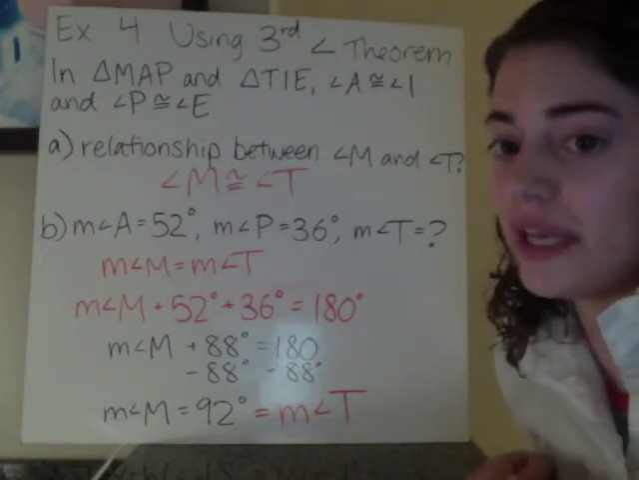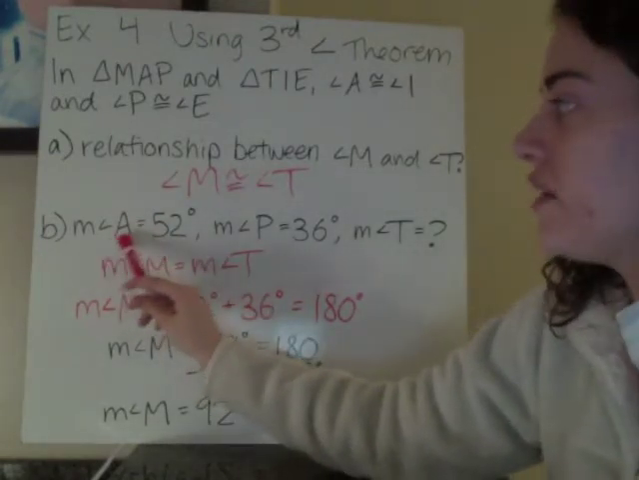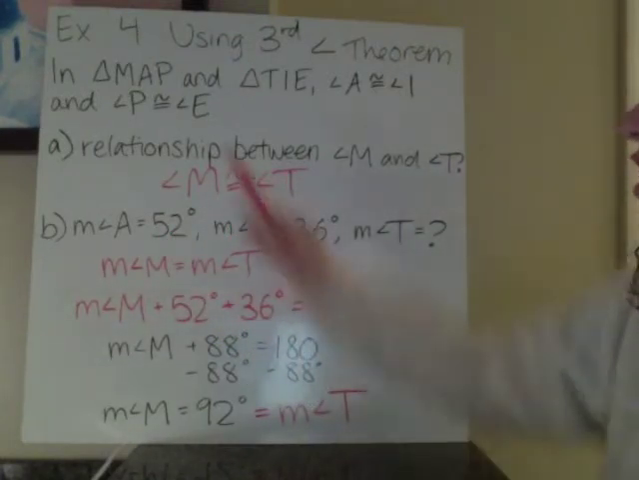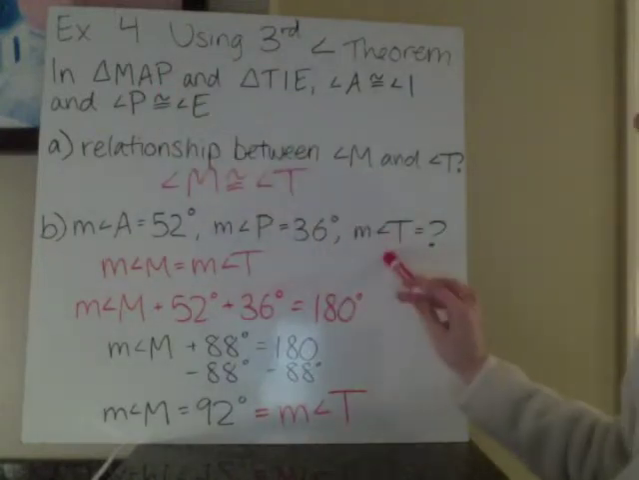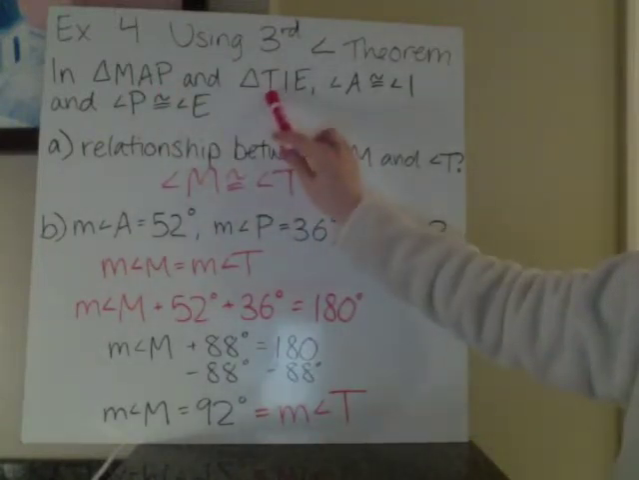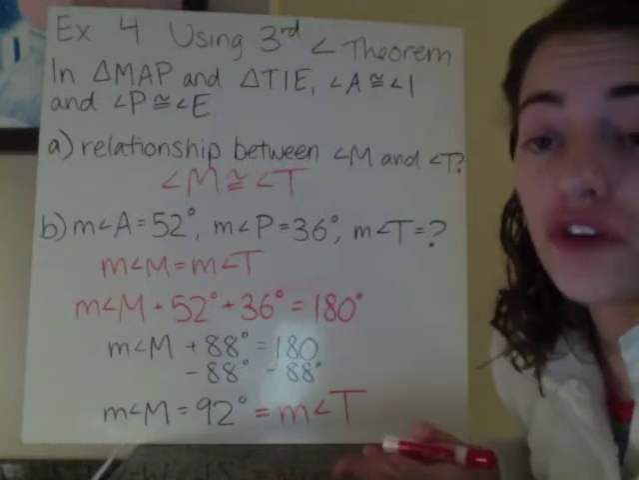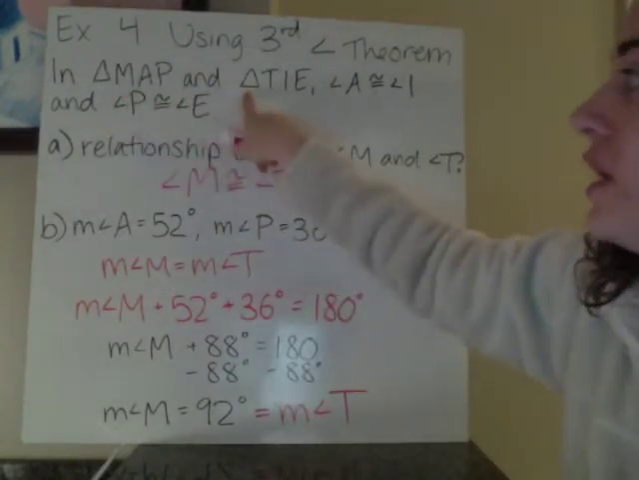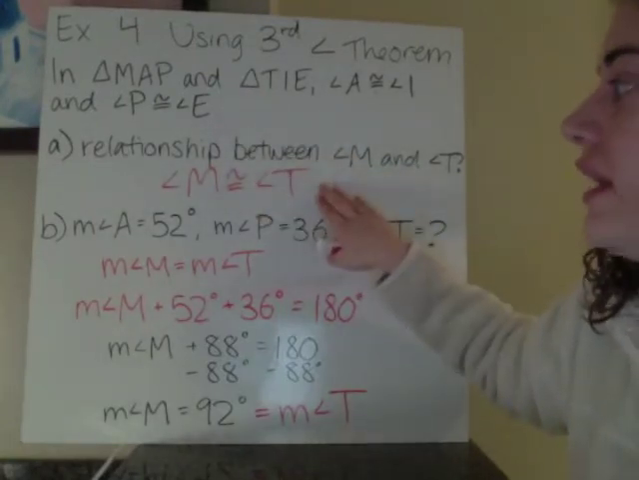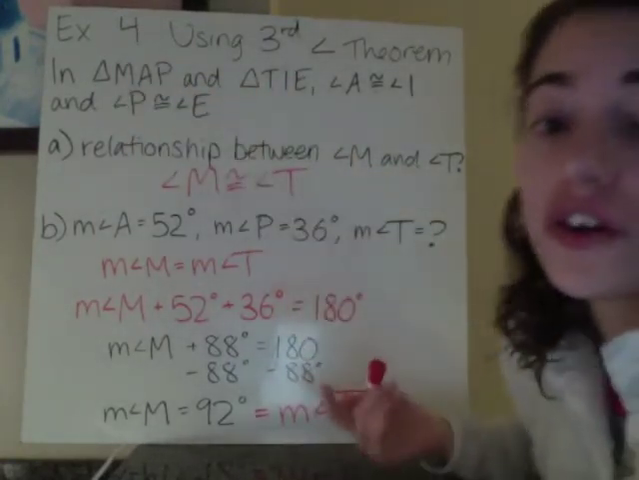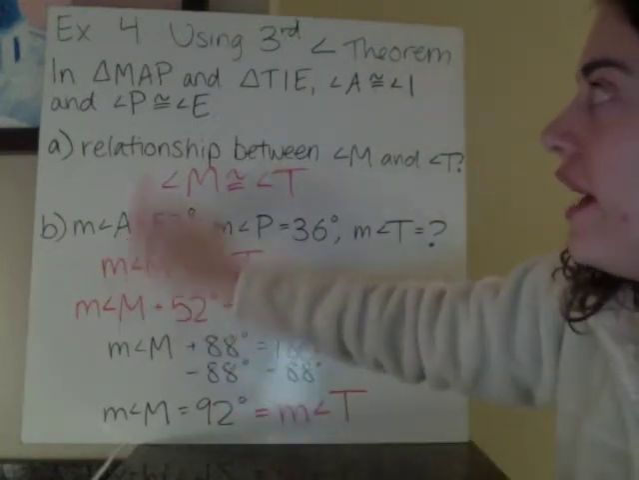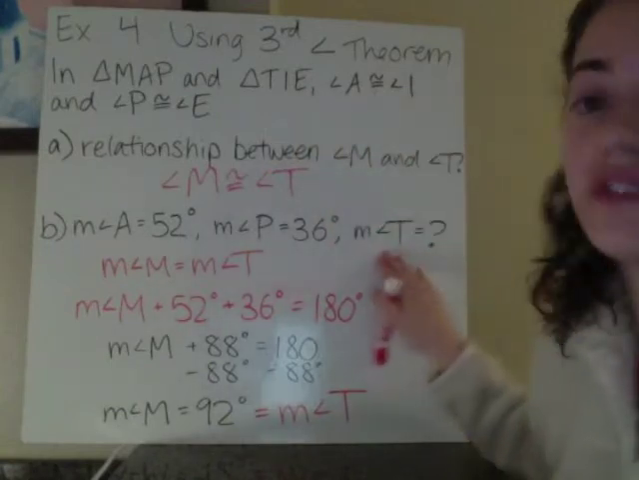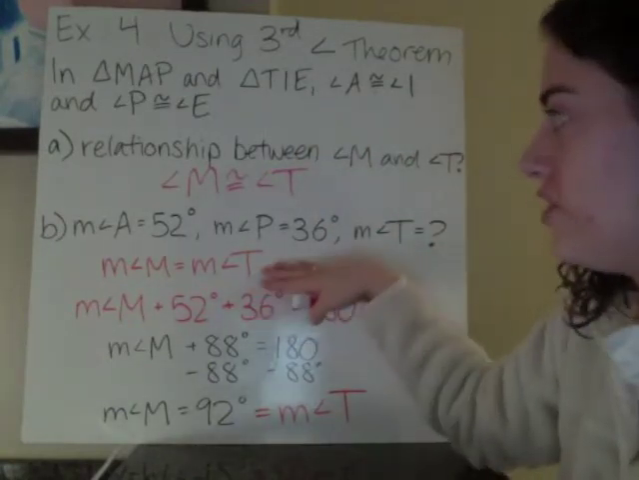Now let's solve a problem using it. The measure of angle A is 52 degrees. The measure of angle P is 36 degrees. So I know what A is, I know what P is. Now I need to find T. T is all the way on this triangle. But I could solve this two ways. I've chosen to solve this knowing that angle M must be congruent to angle T. I've written that here. I've proved that up here. I could have also said that angle A is congruent to I and angle P is congruent to E, and then solved angle T that way. Let's stick with this direction.